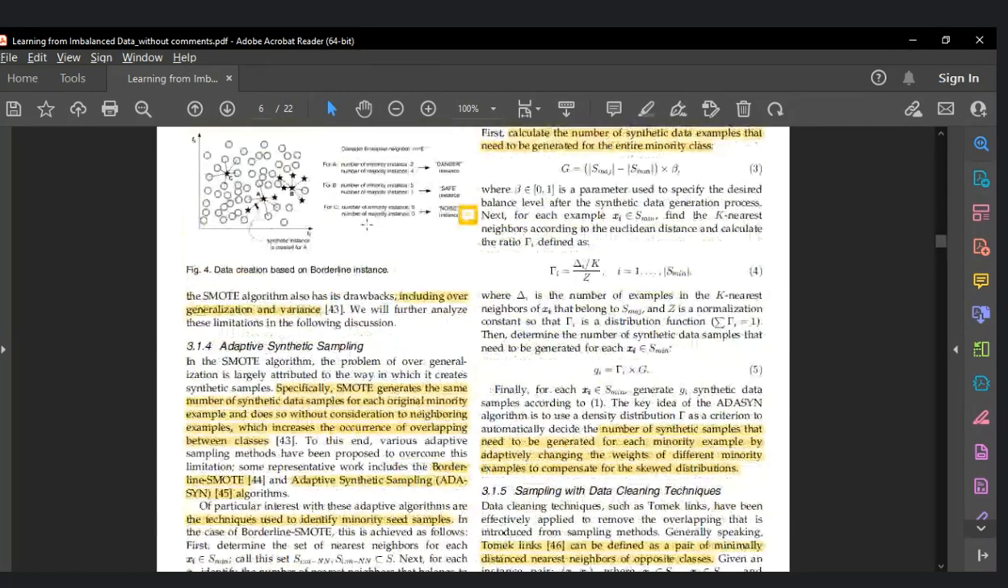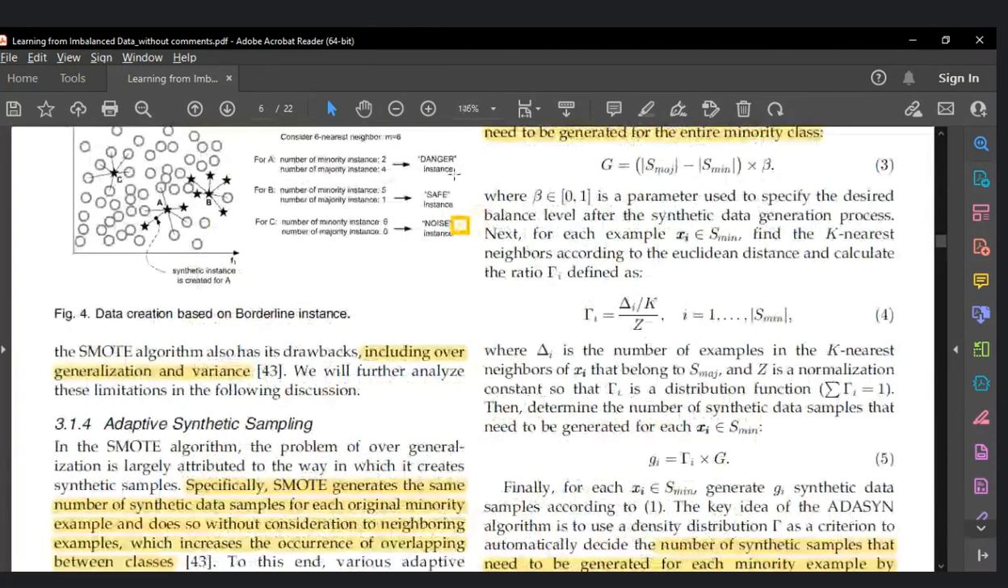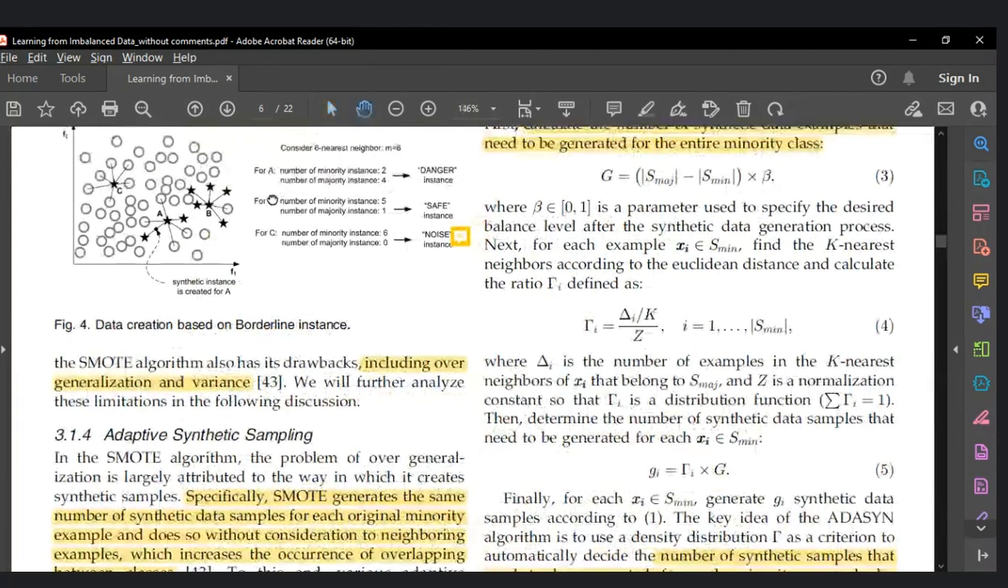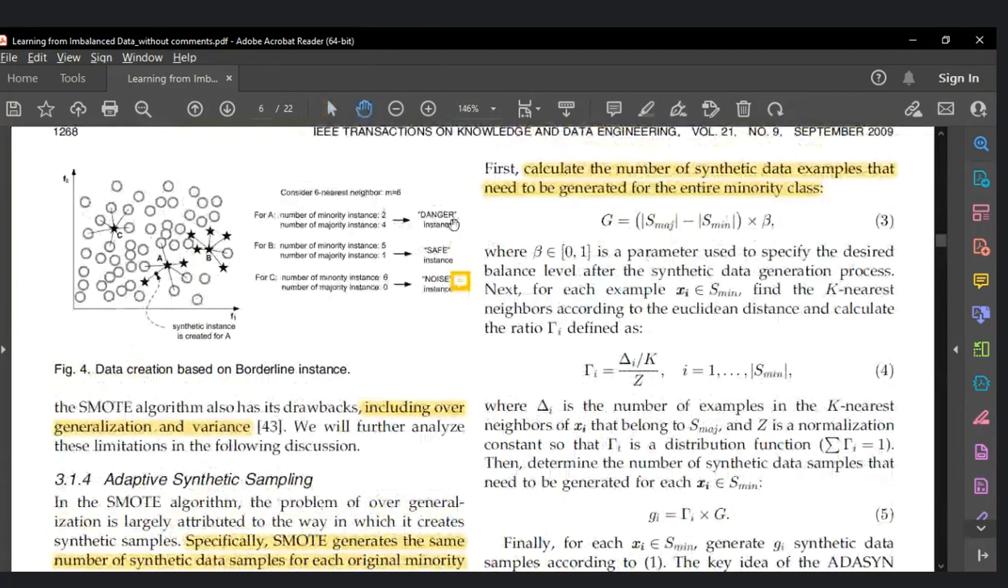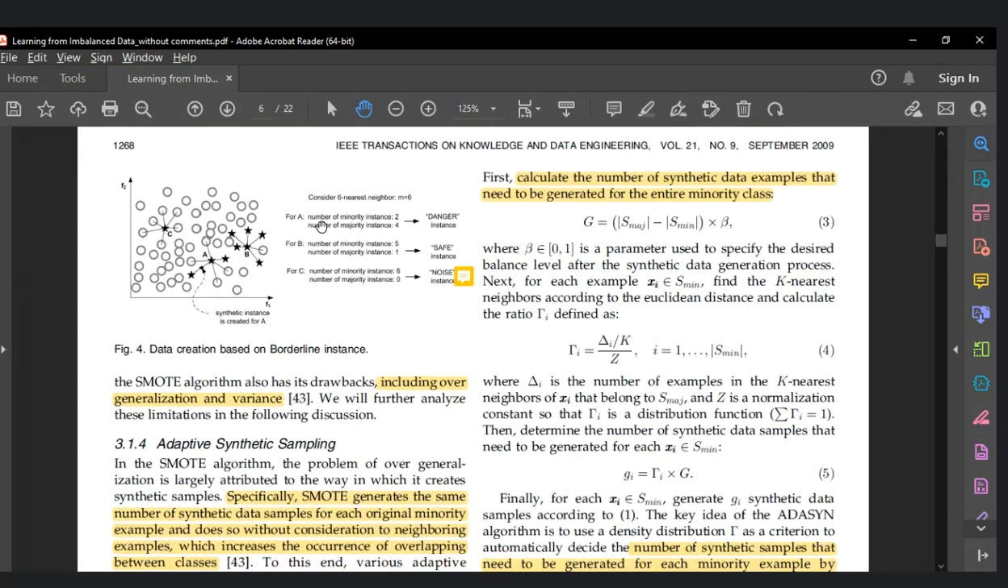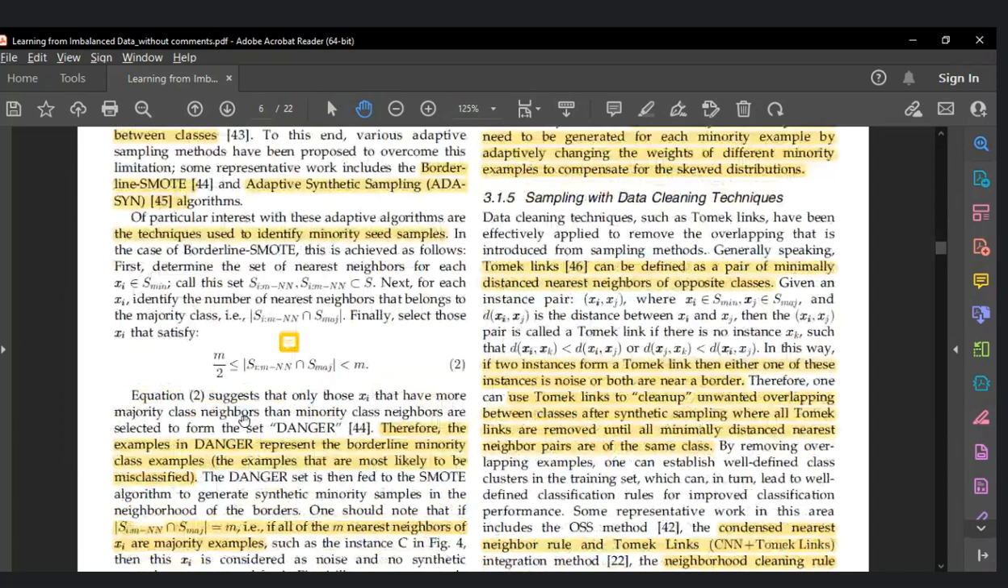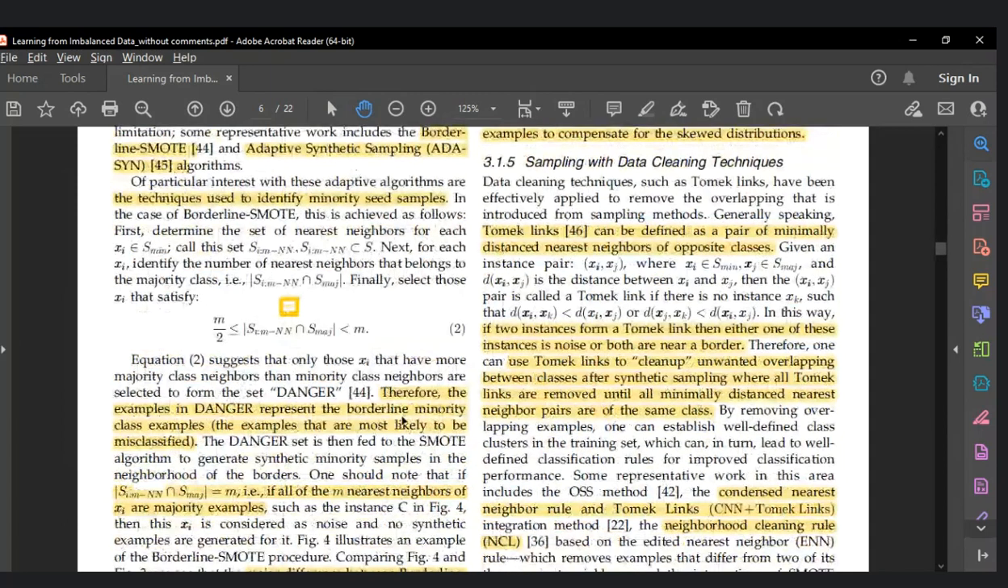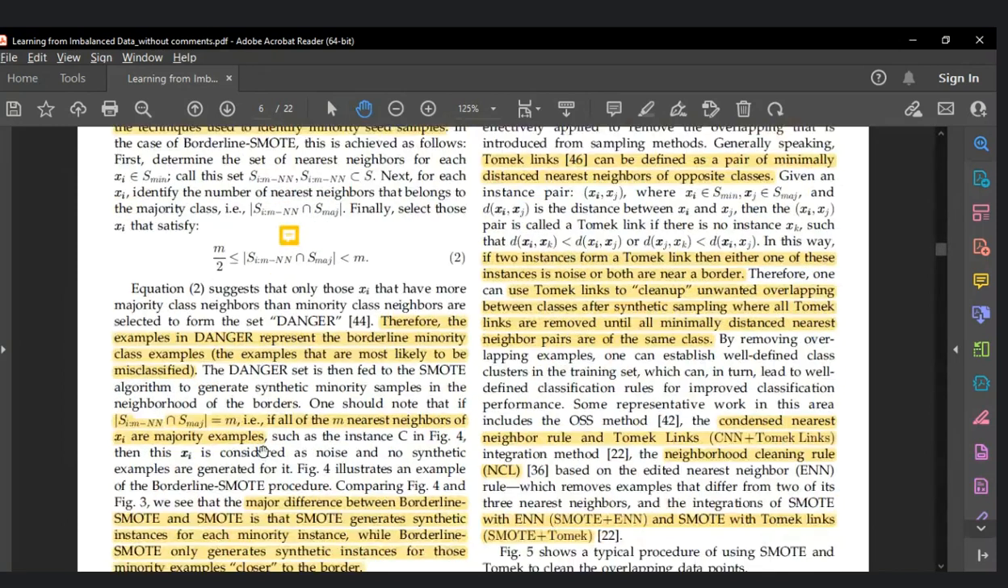And there's a visualization here, actually. Let's quickly move here. These are the danger instances. If you look at A, there's a synthetic instance that's been created for A here, but it is considered a danger instance because it represents a borderline minority class example, because it probably could be misclassified in this case.